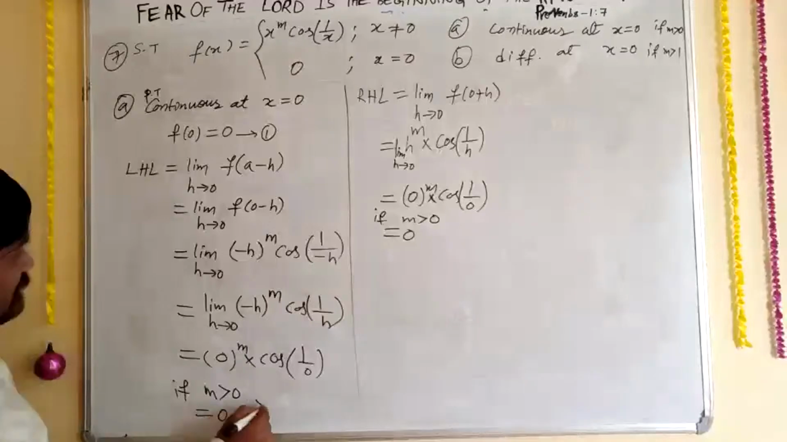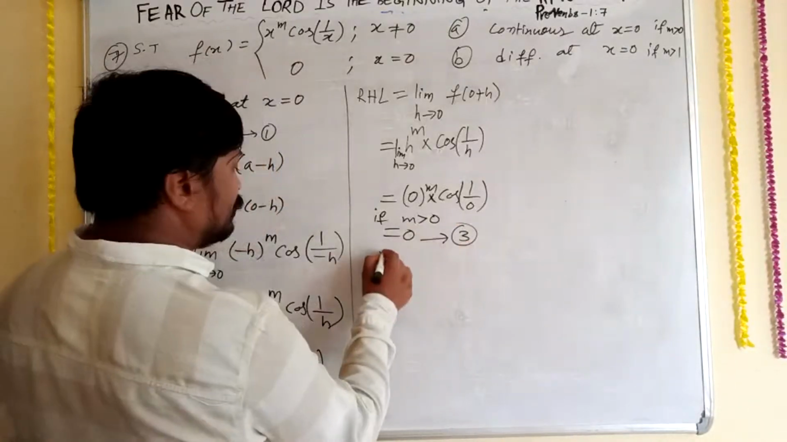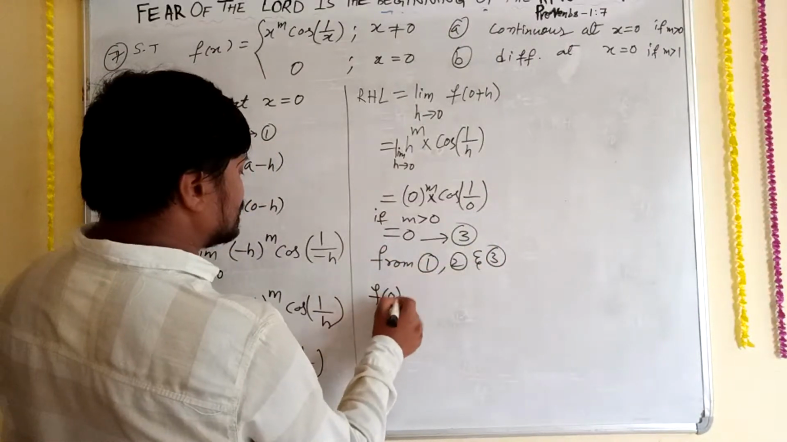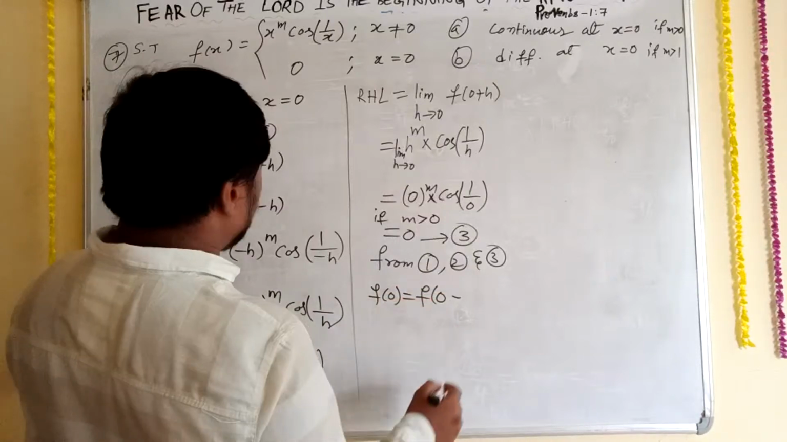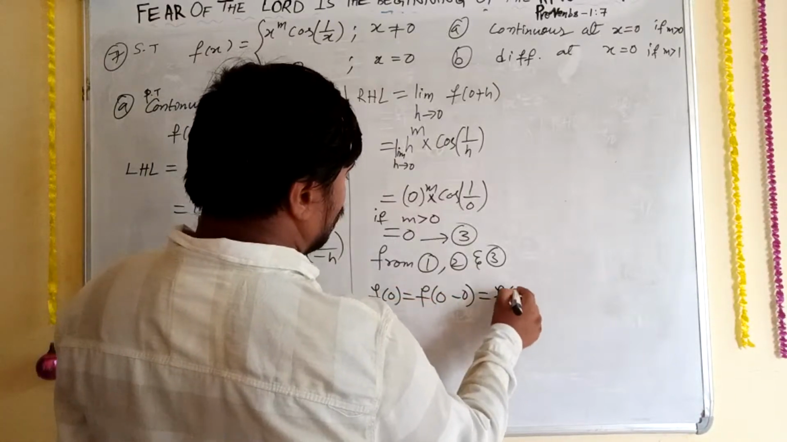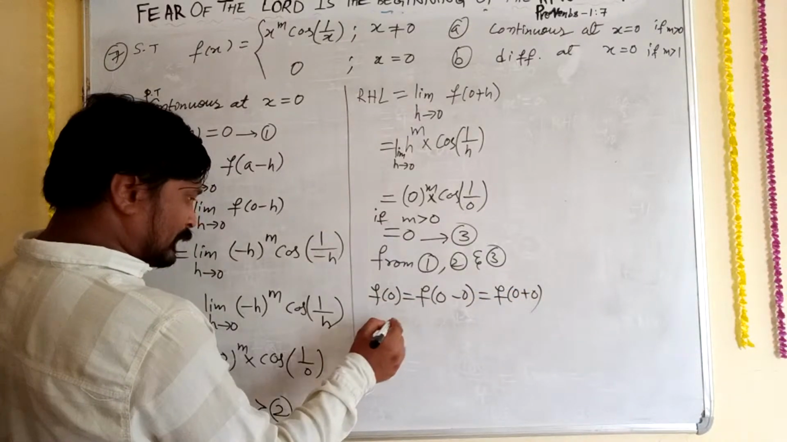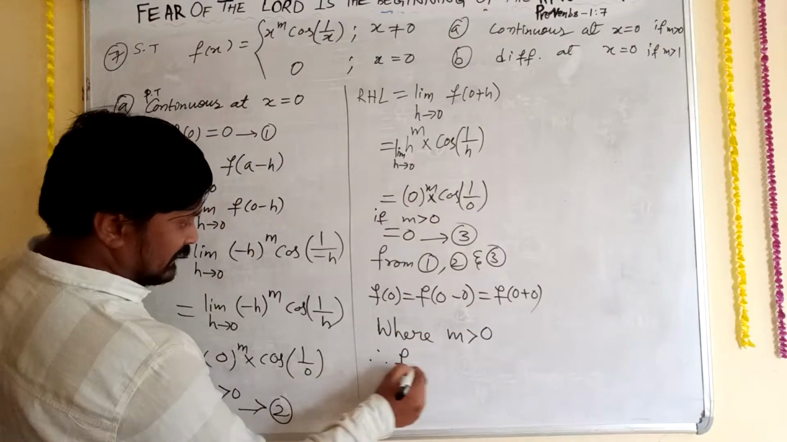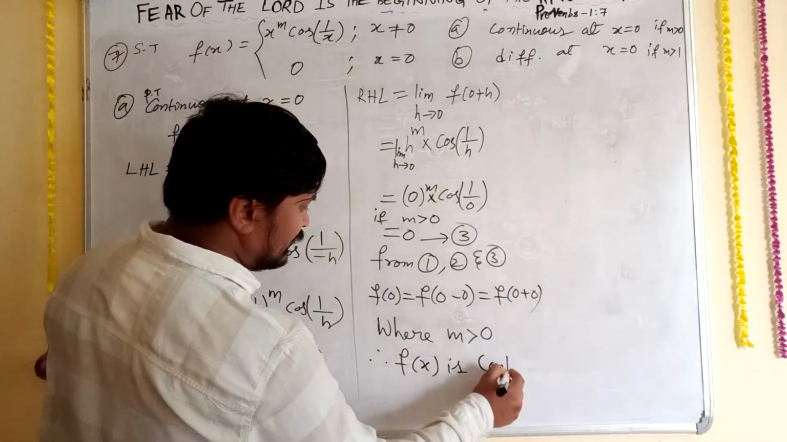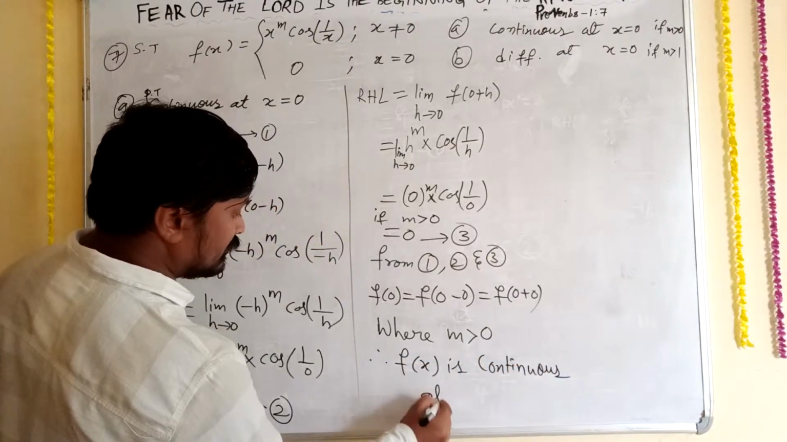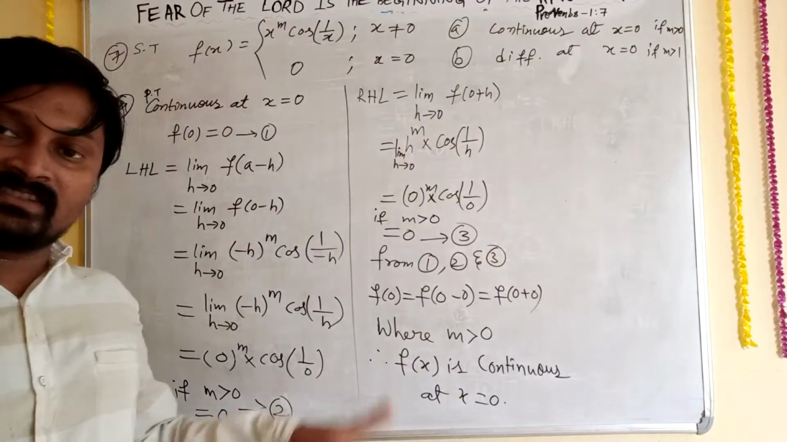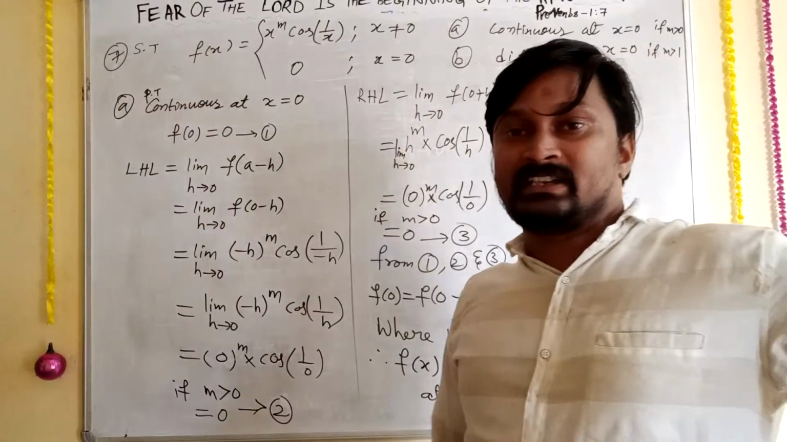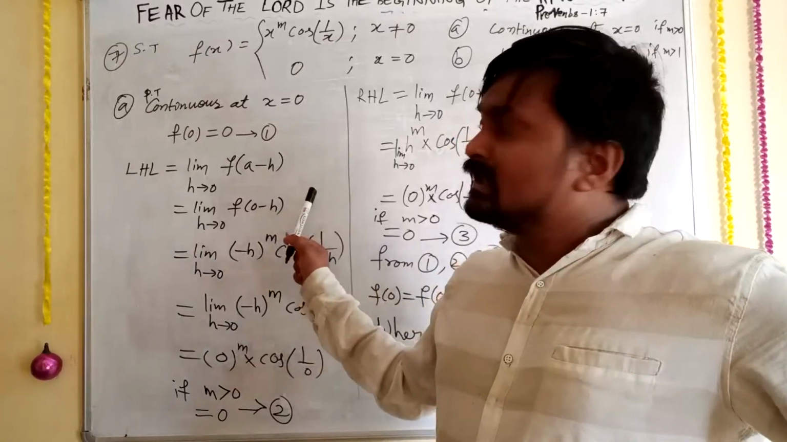So now this is given as equation 2, this is given as equation 3. From 1, 2 and 3, f of 0 is equal to f of 0 minus 0 is equal to f of 0 plus 0. Therefore, where m is greater than 0, f of x is continuous at x is equal to 0. I hope you all understood how this continuity happened. Anyone having any doubt in this? I hope it was clearly explained step by step. Anyone having any doubt in this A?